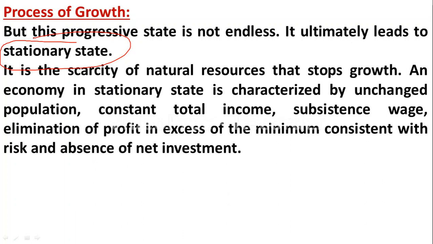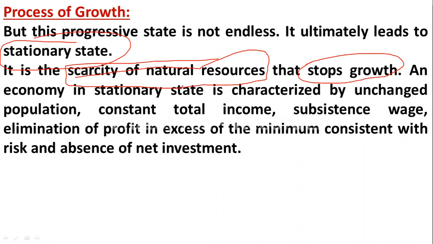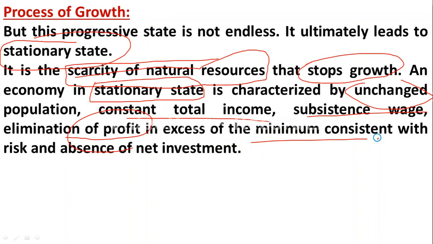There is an end to this prosperity because of scarcity of natural resources. As time passes, there is scarcity of natural resources in the economy. This scarcity of resources is going to stop the economic growth, and the economy is moving towards the stationary state. It means growth will stop, and this stationary state is characterized by unchanged population, constant total income, subsistence level of wages, and elimination of profit in excess of the minimum consistent with risk, absence of net investment.